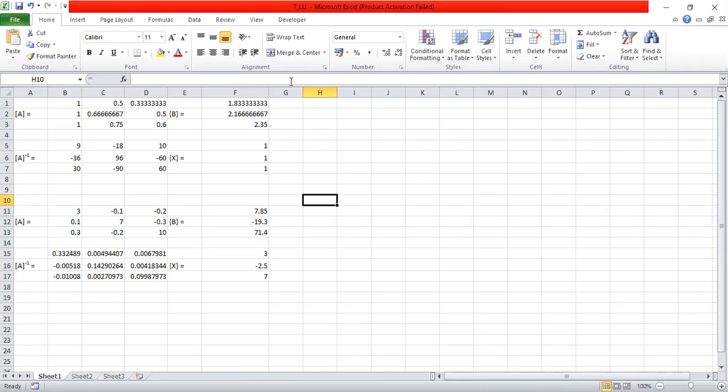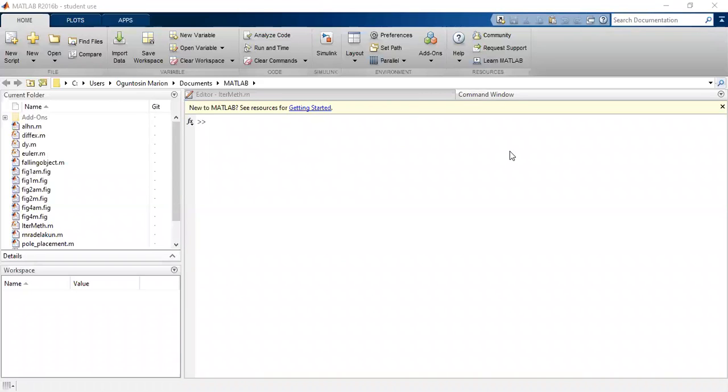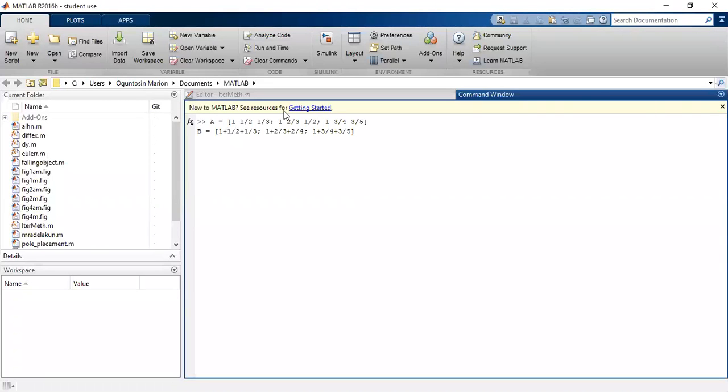Now we're going to go to Matlab to solve algebraic equations. So in order to do that, we would specify our A and our B matrix. So you already know how to do that. So for the question, this is the A matrix. This is the first row, second row, third row, and this is the B matrix. So this is our A and our B matrix.